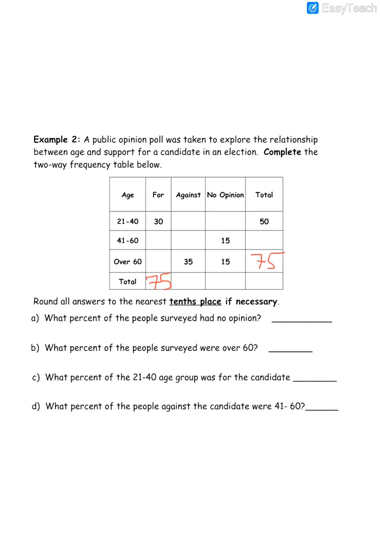So let's read what it's about. A public opinion poll was taken to explore the relationship between age and support for a candidate in an election. Complete the two-way frequency table below. Okay, so first thing we're going to do is I'm going to ask you to figure out how many people over 60 were for the candidate. How many people over 60 were for the candidate? I'm going to let you take a moment and figure that out.